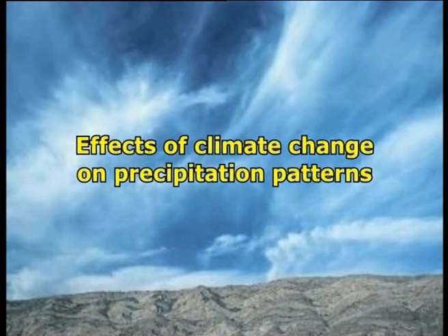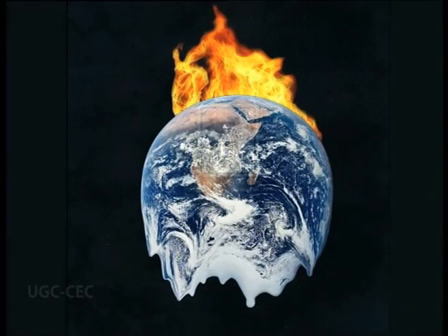Now, let us discuss the effects of climate change on precipitation patterns worldwide. Global warming is considered as one of the major causes for climate changes in the world. As the Earth's climate continues to change, precipitation patterns are expected to change as well. According to the Intergovernmental Panel on Climate Change, as climate changes, several direct influences alter precipitation amount, intensity, frequency and type.